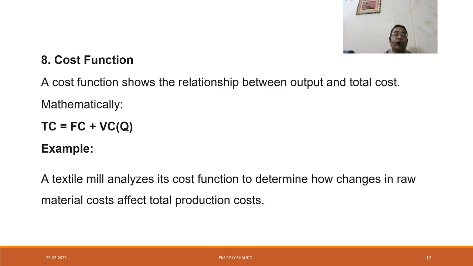Eighth is cost function. What is cost function? A cost function shows the relationship between output and total cost. This is the cost function, because one has to enumerate the relationship between output and total cost. Mathematically, TC equals FC plus VC times Q. For example, a textile mill analyzes its cost function to determine how a change in raw material cost affects total production cost.